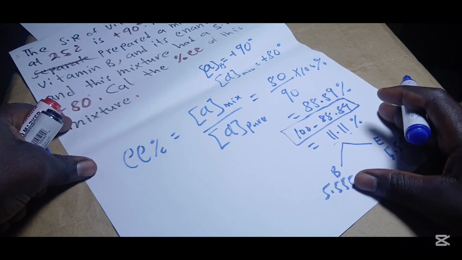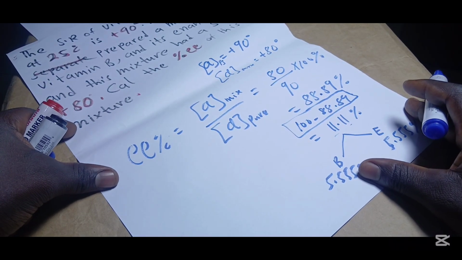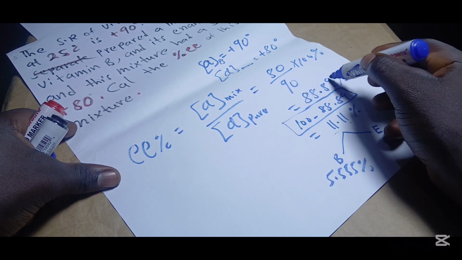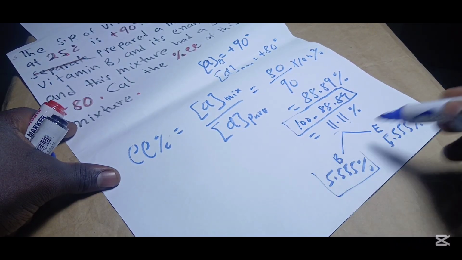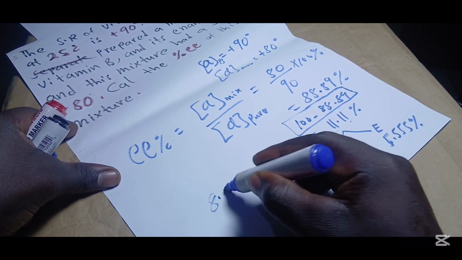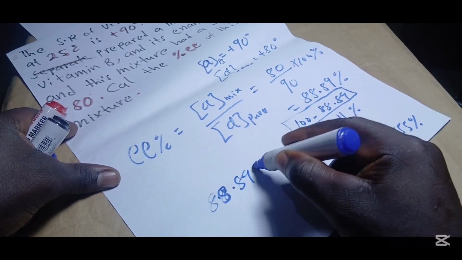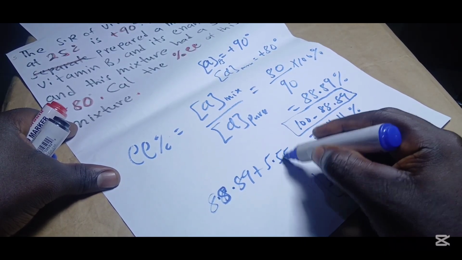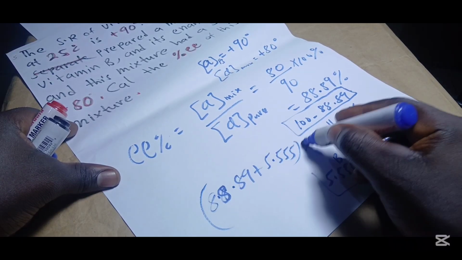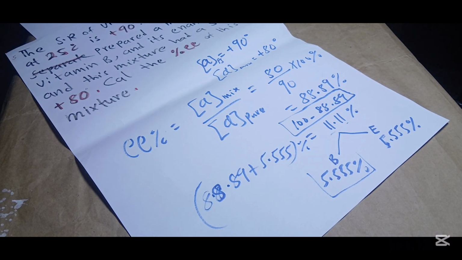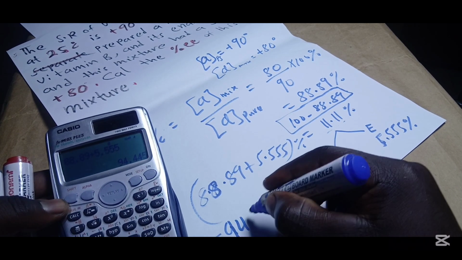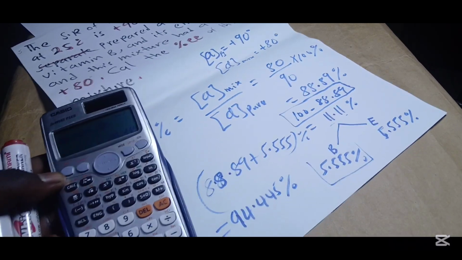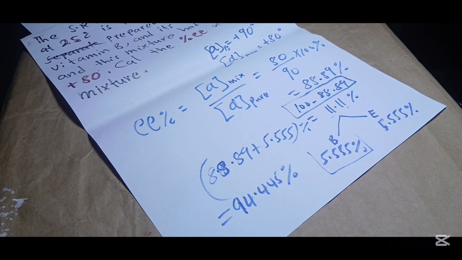So if we are looking at the total percentage of the vitamin B itself and not its enantiomeric excess in the solution, we are going to add this to the part that came together to form the racemic with the other enantiomer. So 88.89 plus 5.555, all in percentage. So the total vitamin B in the solution is going to give us 94.445%. That is the total vitamin B in the solution.